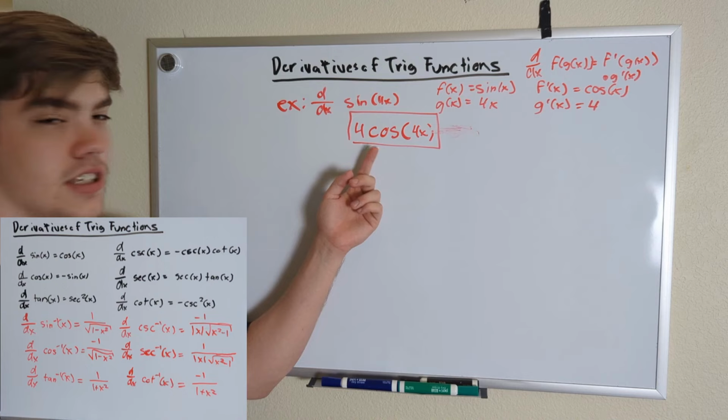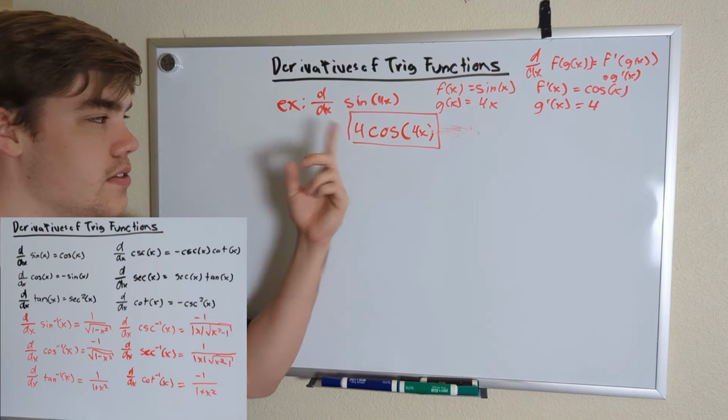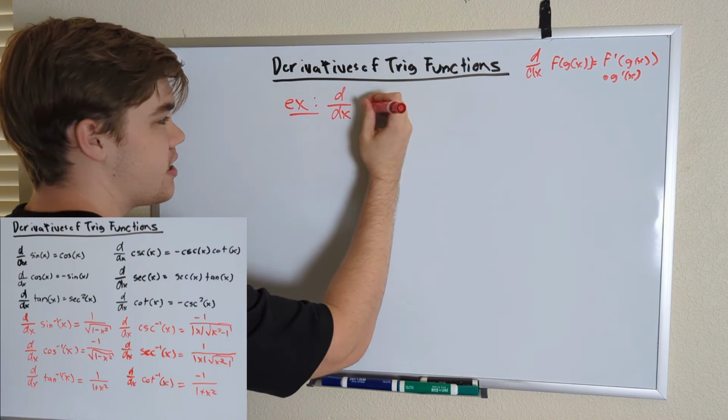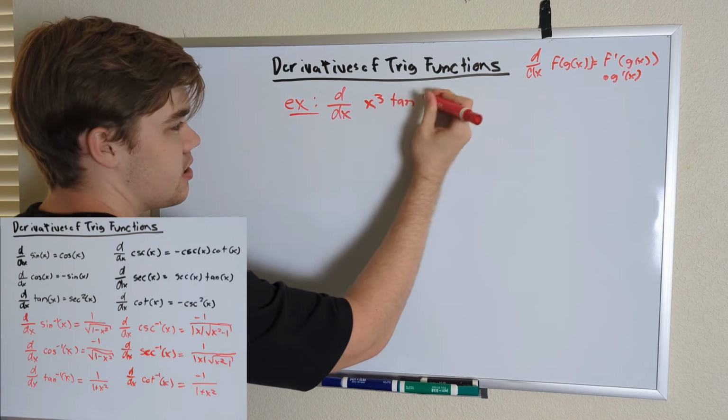And that's our derivative. This one's not too difficult, but if you didn't know that the derivative of sine was cosine, you would have never figured out this problem. In our second example, we need to find the derivative of x cubed times tangent x.